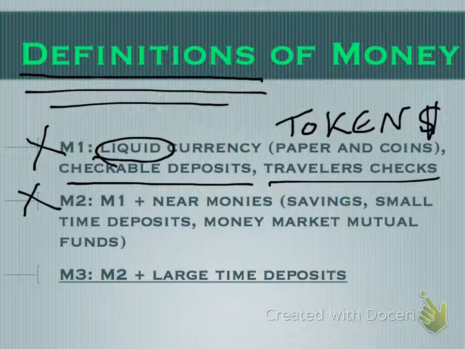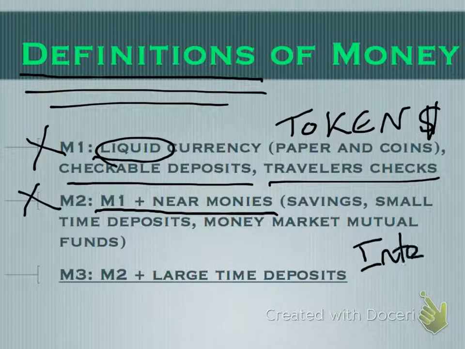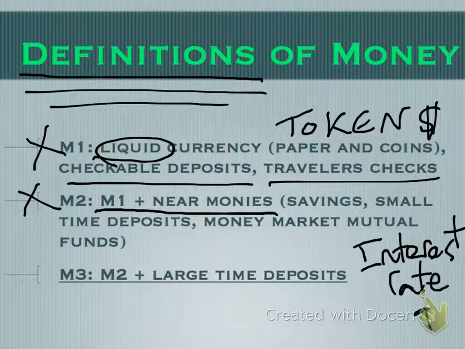The next pool of money is called M2, and notice it includes all of M1 plus what is called near money, and those are savings accounts or small-time deposits, which get called CDs, certificates of deposit. And I'll tell you more about those in a minute. Money market mutual funds, those would all be examples. And the key idea here is that your interest rate goes up the less liquid the money.